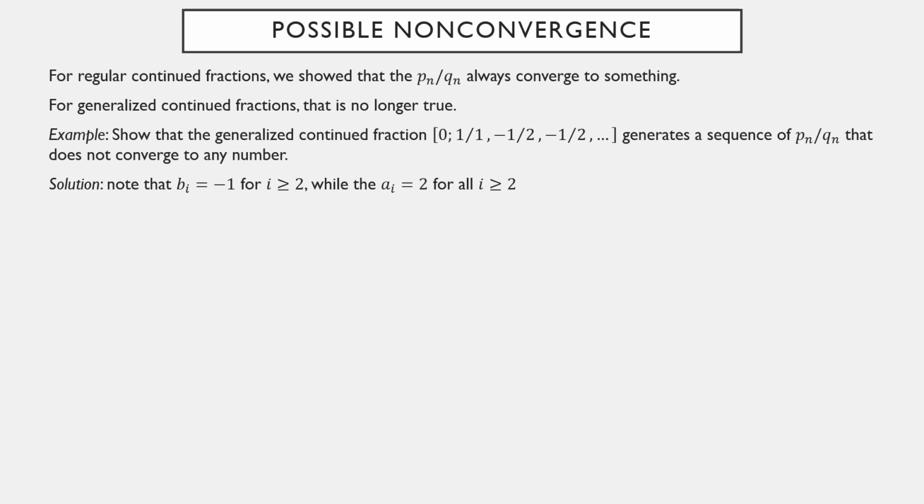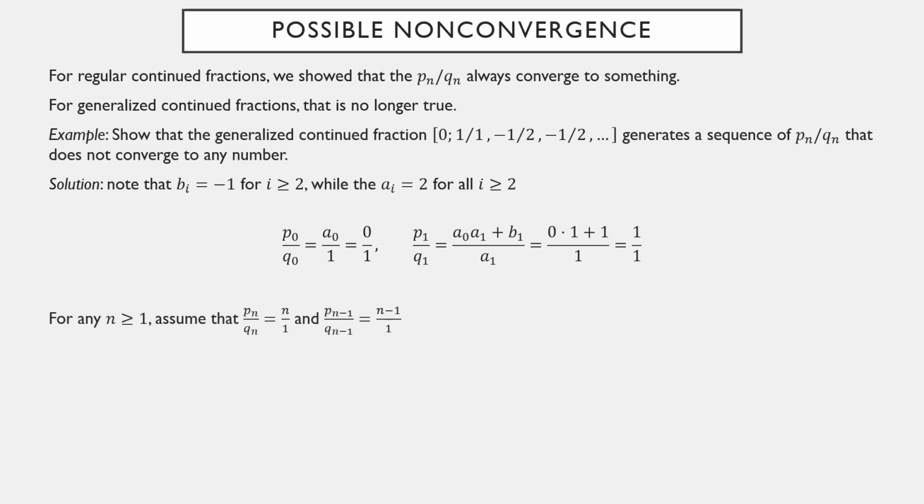So note that once we hit index 2, the partial numerators b_i are always minus 1, and the partial denominators a_i are always 2. The first two terms, a_0 and b_1 over a_1, are slightly different, but after that we always have negative 1 over 2. So if we compute the first terms for index 0 and 1 using these anomalous partial numerators and denominators, we get 0 over 1 and 1 over 1. Now let's assume that for some index at least as large as 1, p_n over q_n is n over 1, and p_{n-1} over q_{n-1} is n minus 1 over 1.